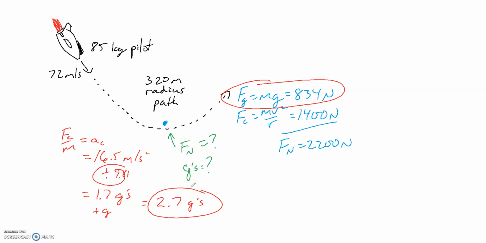You could have also done this just by going directly to the total force acting on him. If you take that 2200 and divide by his mass, you'll also get around 2.7 G's. So it doesn't really make any difference how you go about doing it. You can find the total acceleration acting on his body, divide by 9.81, and then you can compare that in terms of G's.